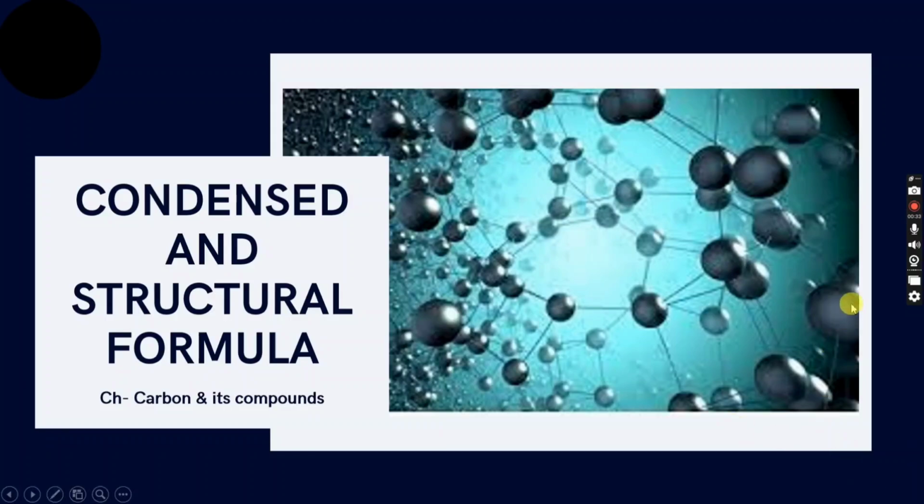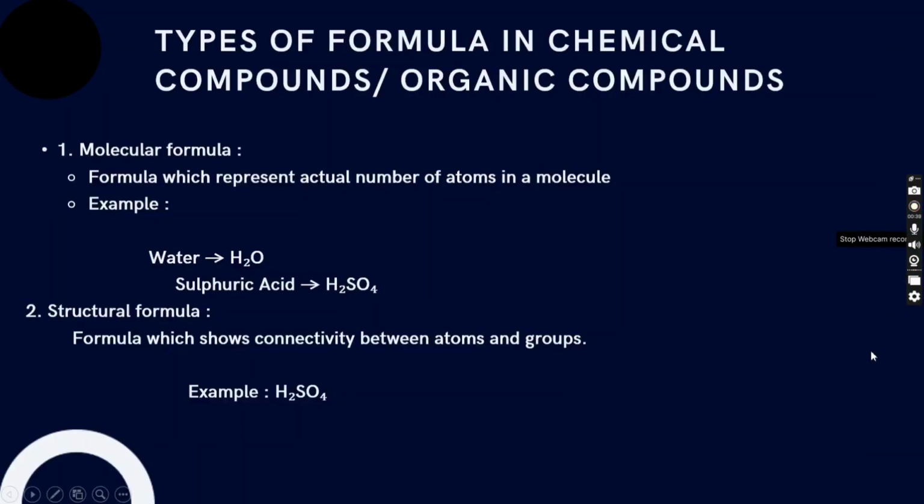Next are the types of formulas that are used in chemical compounds or organic compounds. Two types of formula are there. One is the molecular formula, another is the structural formula. When I say molecular formula, that means the formula which represents the actual number of atoms in a molecule. So how many atoms are present in a molecule will be shown using the molecular formula.